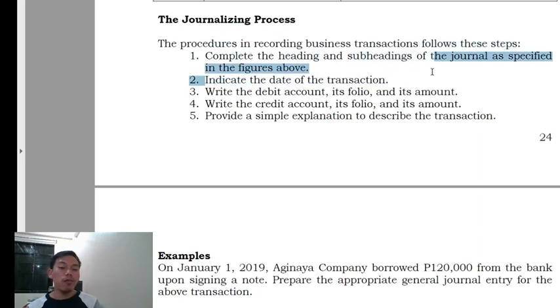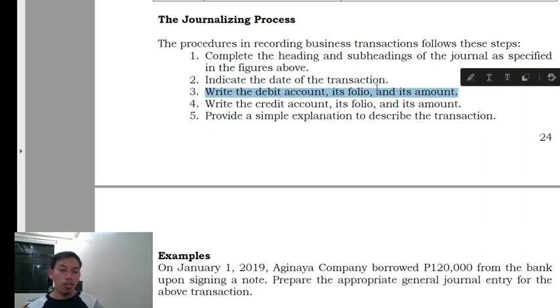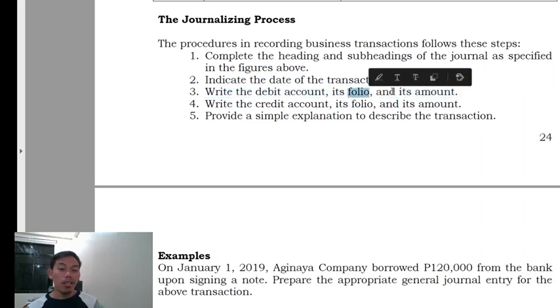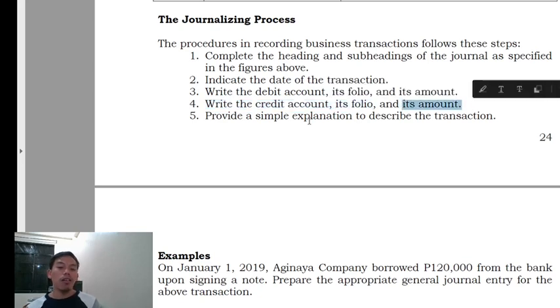Then you indicate the date of the transaction. Anong date? Let's say, February 1, 2021. Write the date, debit account, its folio and its amount. Let's say debit to cash. Ano ang folio niya? Let's say 100. Let's say ang amount niya, 100,000. After that, you write the credit. Let's say credit ko, Uyami Kama Capital. Then, its folio is 500. Amount niya, 100,000 din. Then afterwards, you provide a simple explanation to describe the transaction.